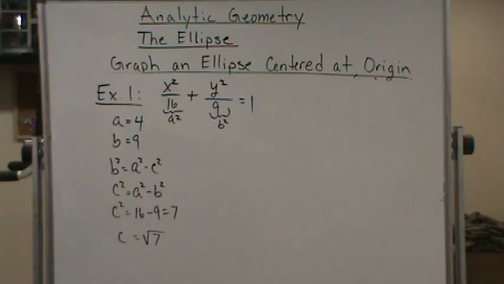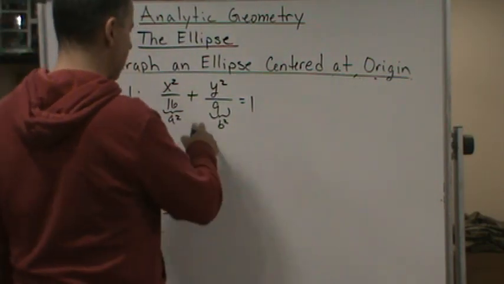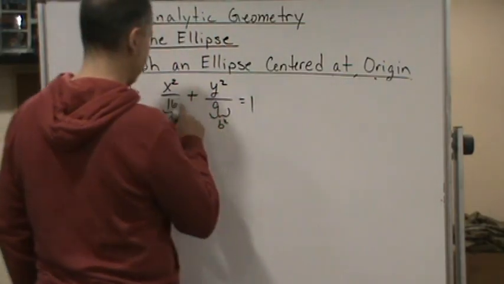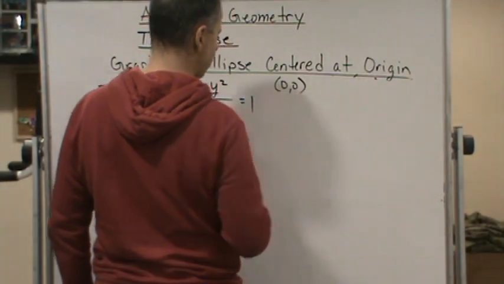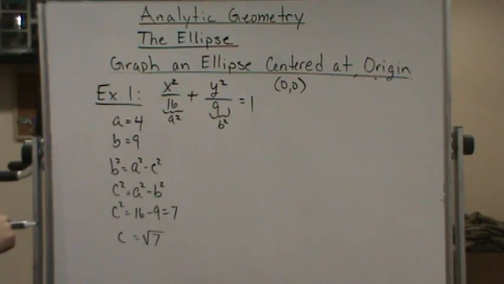Okay, now let's use it to figure out what they want us to do. What they want us to do is find where's the center, where are the vertices located, and where are the foci located. Okay, so now the center obviously is going to be at 0, 0. They're at 0, 0 because it has that form. So the center is at 0, 0.